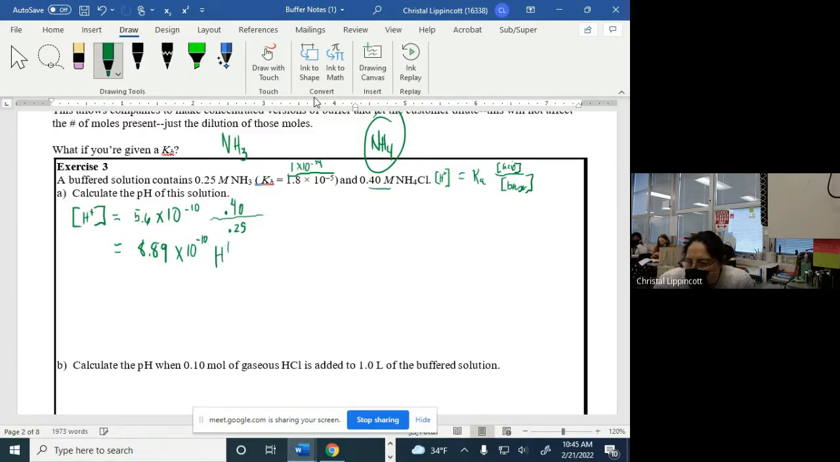That's my H plus molarity. That's not what they wanted. They wanted pH. Okay, so I'm going to take the negative log of this value. When I take the negative log of that value, I get 9.05.